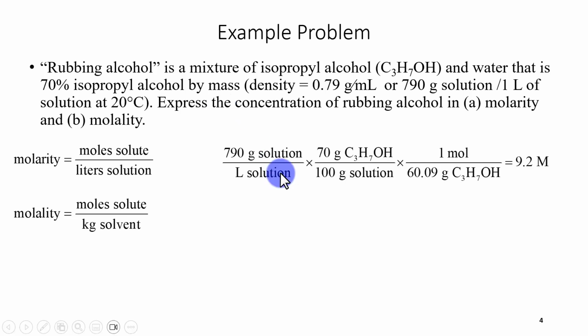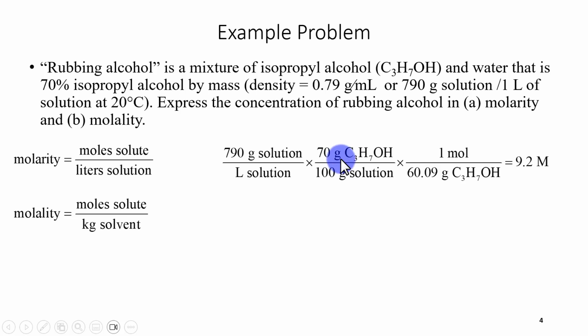So I can start by using my density, 790 grams of solution, multiply it by 70%, which is nothing else but 70 grams over 100 of my solute over 100 grams of solution. That's what 70% tells me. That cancels my grams of solution, leaving me with grams of my isopropyl alcohol per liter of solution.